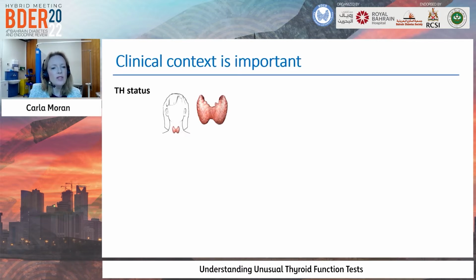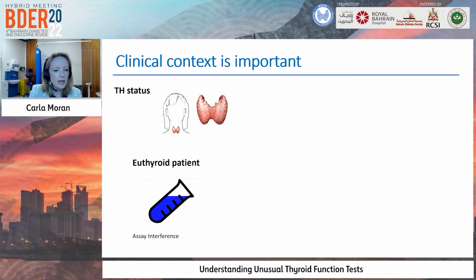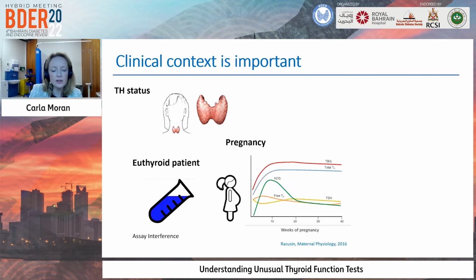We're very familiar, obviously, with interpreting thyroid function tests, but if we see thyroid function tests that don't quite fit, either they're not typical of a common thyroid disease, or they don't fit with the patient's presentation, it's really important to think again about the clinical context. So the thyroid hormone status of the patient is important. For example, in a euthyroid patient with a raised T4 and normal TSH, the first thing I would think about is assay interference. So your clinical impression of the thyroid status is important.